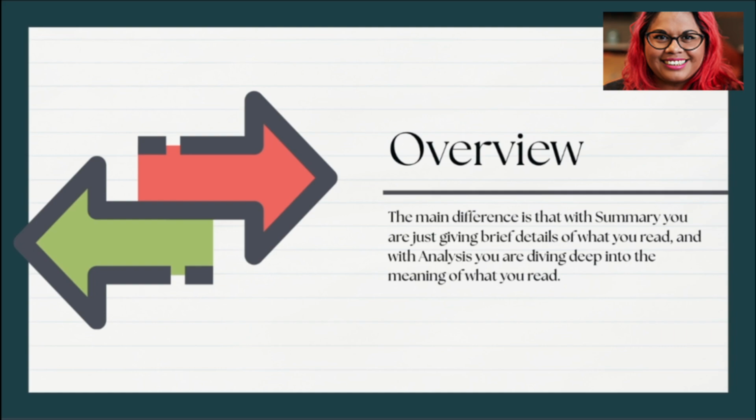Summarizing will only be used when you're just trying to quickly summarize what you have to explain, and analysis will usually be the main objective of explaining the significance of certain topics and text itself.